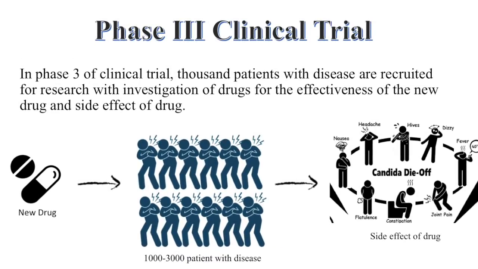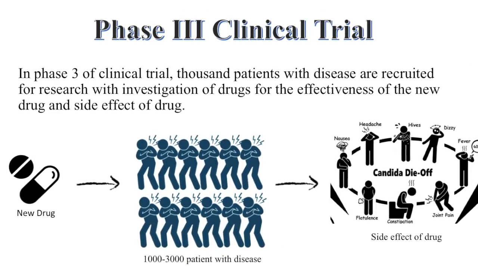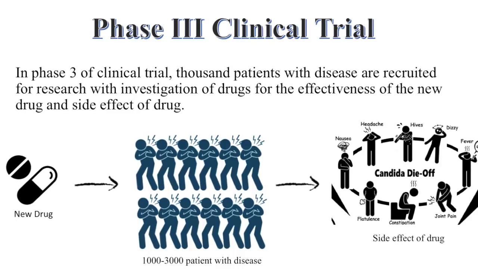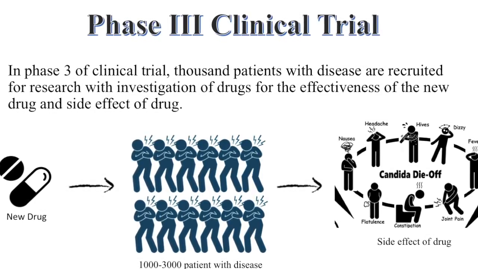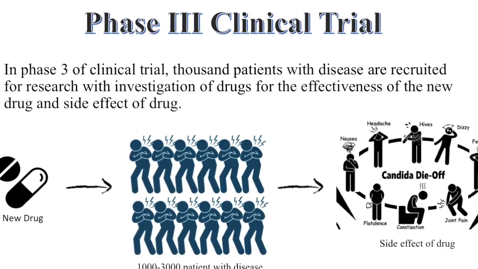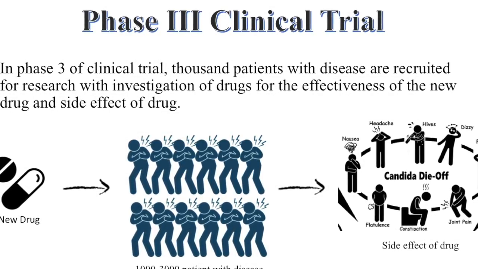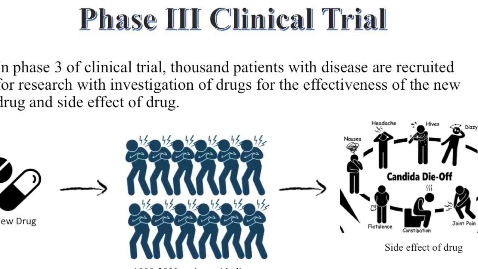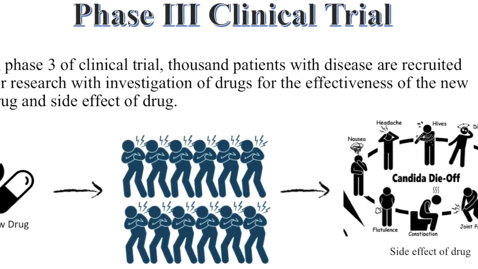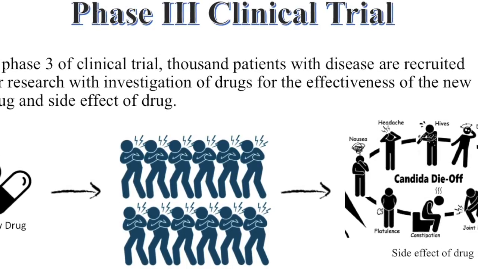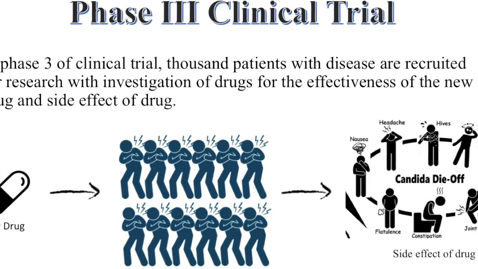In phase 3 of clinical trials, 1,000 to 3,000 or even more patients are recruited for research with the investigational drug. Phase 3 clinical trials are undertaken to confirm the effectiveness of the new drug, monitor side effects, compare it to established treatments, and gather additional information to allow the drug to be used safely.